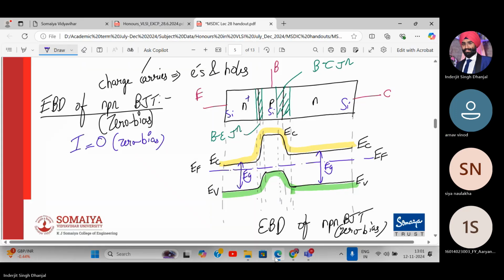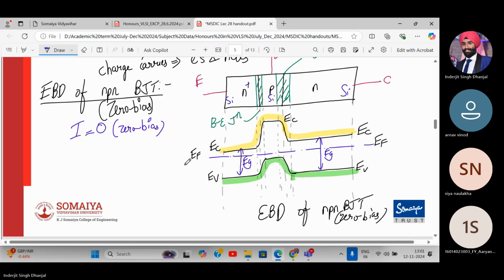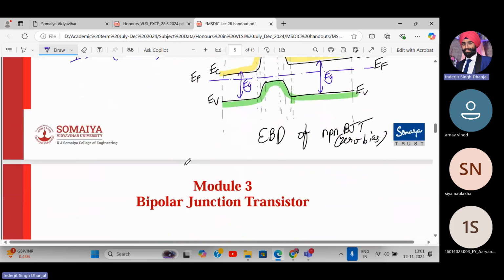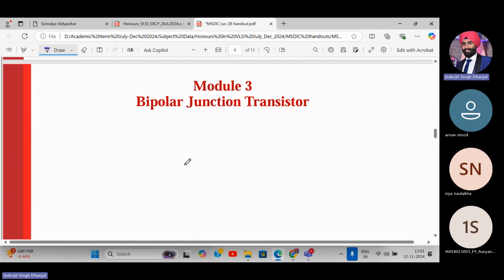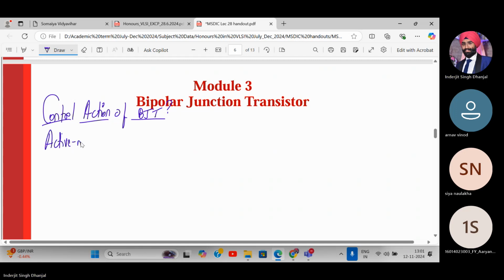Yes, sir. Okay. Now, to understand the basic control action of the BJT, to understand how the BJT actually operates, we need to put a BJT in one of its modes. So we will consider the forward active mode. So what happens in the forward active mode?